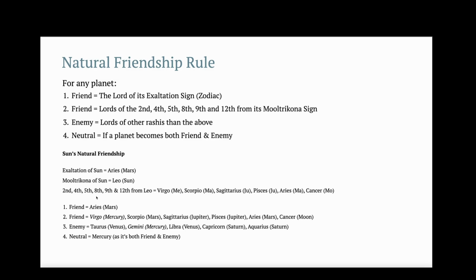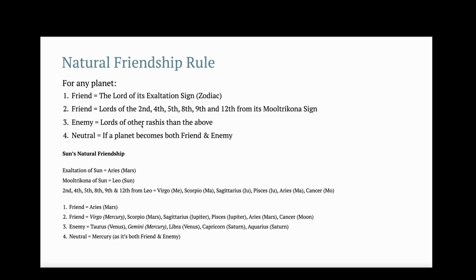The 2nd from Leo is Virgo, so the ruler is Mercury. The 4th from Leo is Scorpio, the ruler is Mars. Similarly, the 5th is Sagittarius, the 8th is Pisces, the 9th is Aries, and the 12th is Cancer. So by the second rule, the friends of Sun are Mercury, Mars, Jupiter, Jupiter, Mars, and Moon. Now let's look into the third rule, where it says lords of other signs than the above are its enemies.